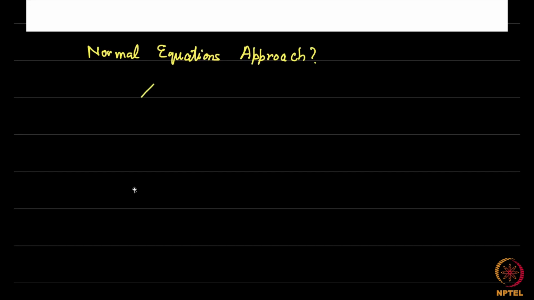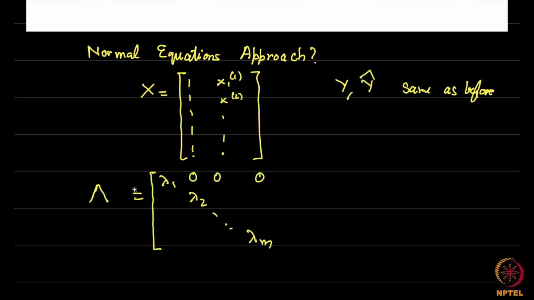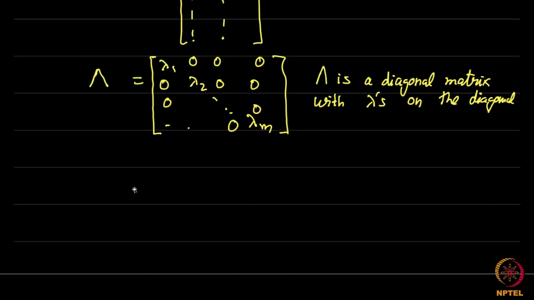So define x the same way. You know, x1, x2, etc., etc. The same design matrix, y, etc., also the same as before. But define one extra matrix, which I'm going to call capital lambda, which is a diagonal matrix. This has lambda 1, lambda 2 up until lambda m on the diagonals, and it is 0 everywhere else. Okay, so lambda is a diagonal matrix with lambdas on the diagonal.